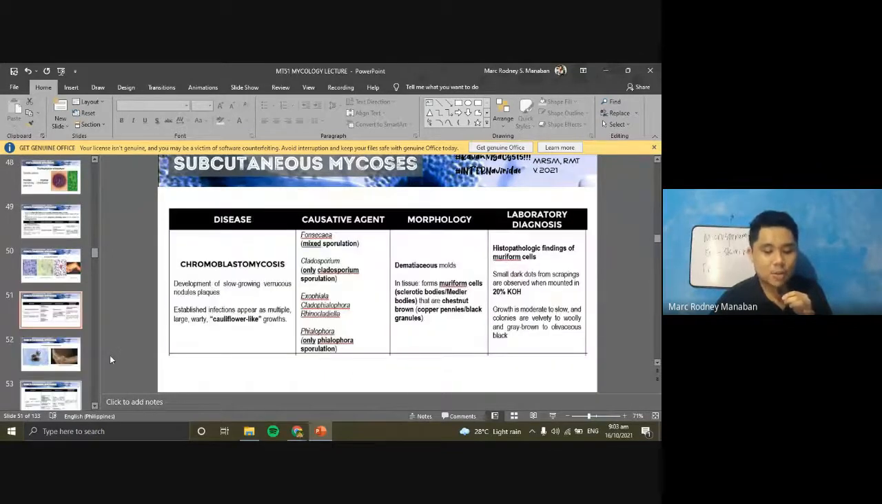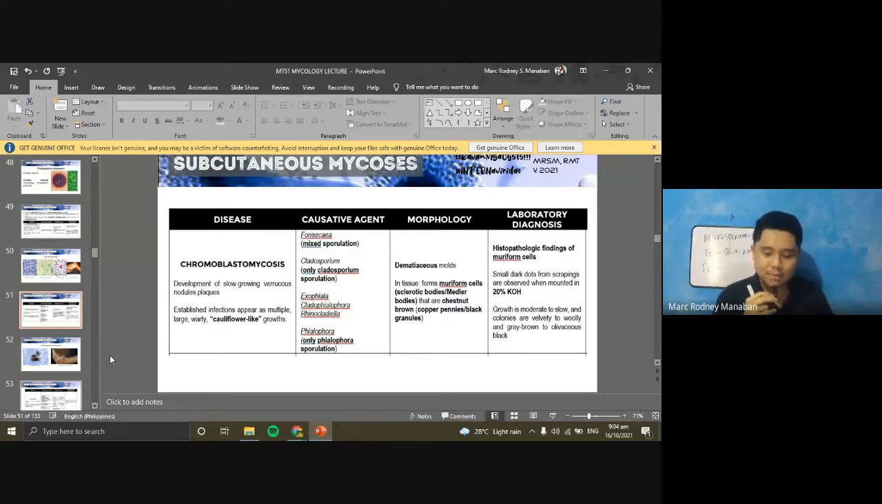Next, you have your chromoblastomycosis. Chromoblastomycosis produces plaques or lesions, and in chronic infection they usually produce cauliflower-like growths or tumor-like masses. Cauliflower in appearance, okay? Now, the causative agent, the most common is Fonsecaea, which has a mixed sporulation type. You have Cladosporium, which only has Cladosporium sporulation. You also have Exophiala, Cladophialophora, Rhinocladiella, and Phialophora, which has only Phialophora sporulation.